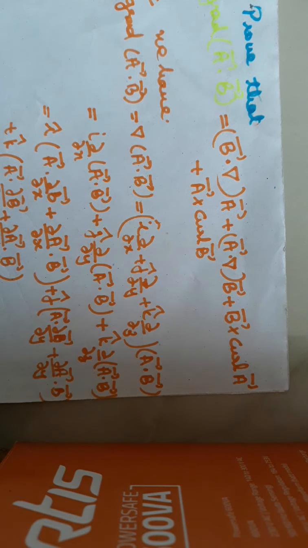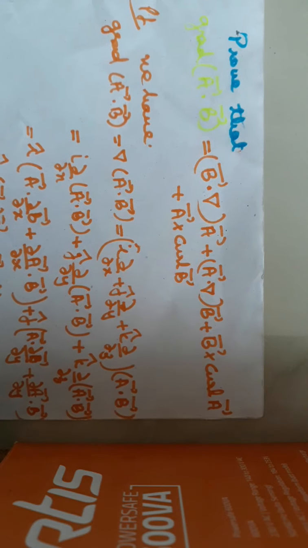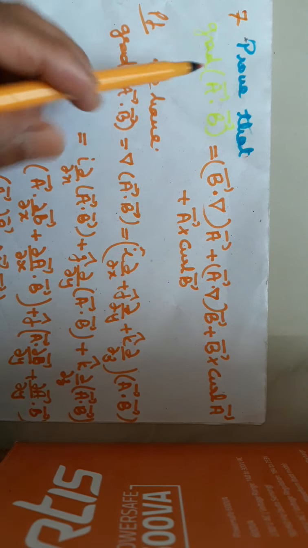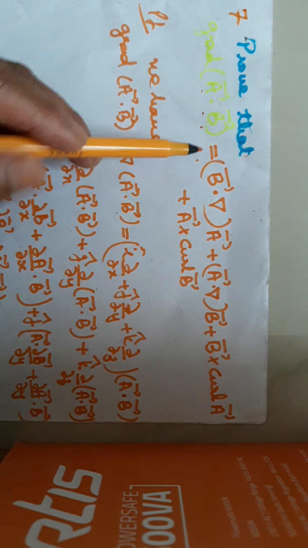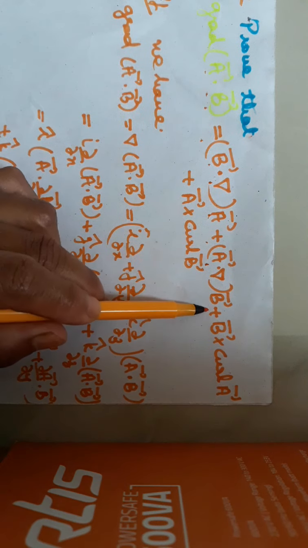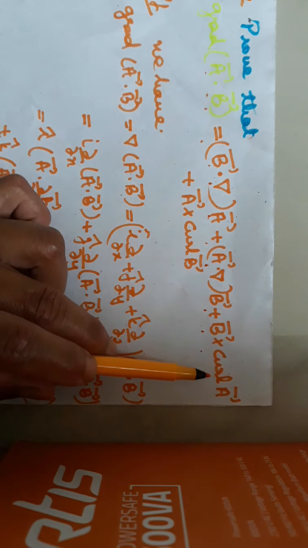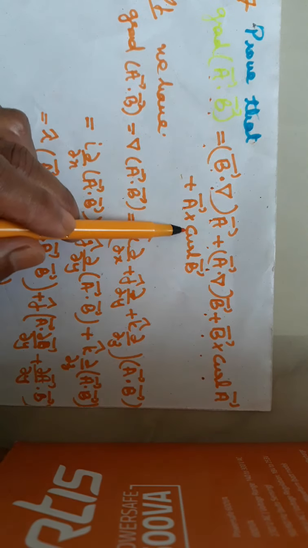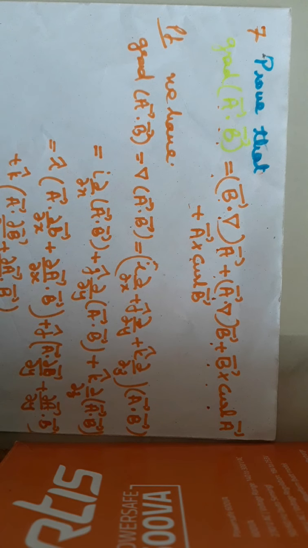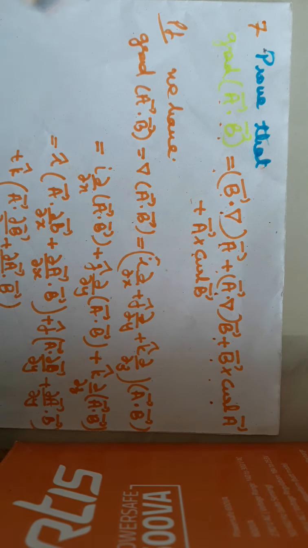Hello, good morning, student. Today I'm going to discuss with you property 7, that is, proof that gradient of a bar dot b bar is equal to b bar dot del into a bar plus a bar dot del into b bar plus b bar cross curl of a bar plus a bar cross curl of b bar. So I think you must have copied the notes. Let me explain each step.